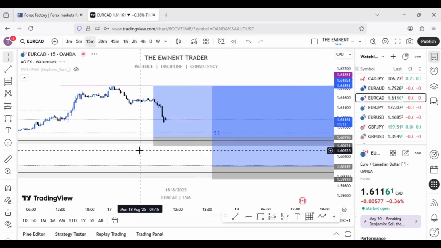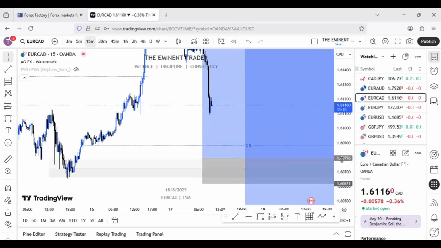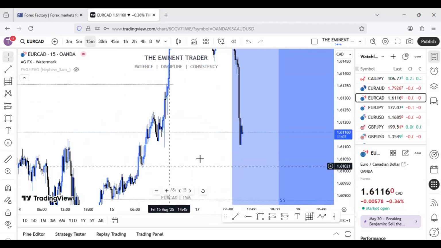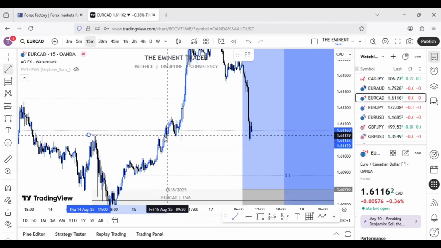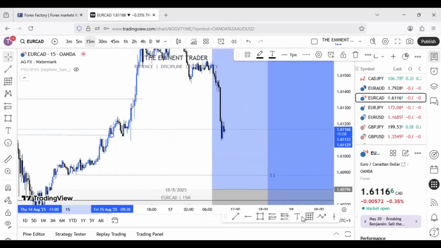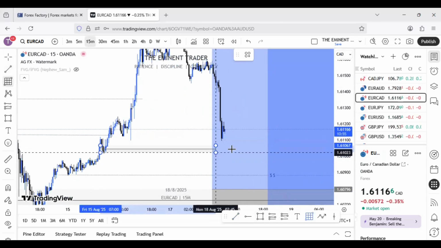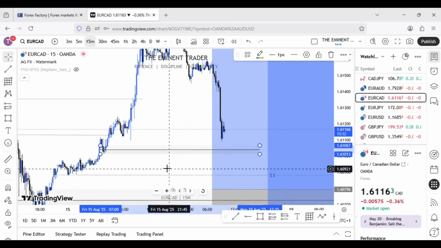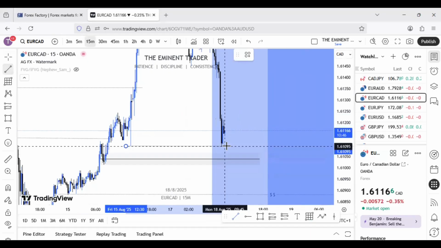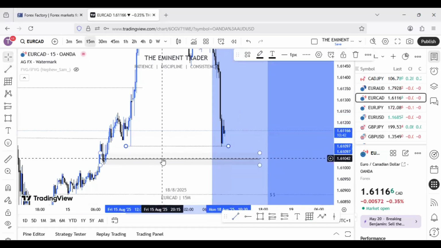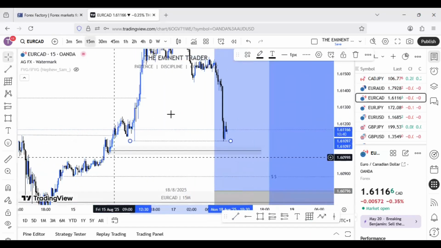But if you now go to your 15 minutes, you now start seeing some noise. But the thing is, when you are trading lower time frame, you need to be very, very careful. This is a very good 15 minutes demand area. I think it has swept the liquidity. It has swept it, then it's 50-50.